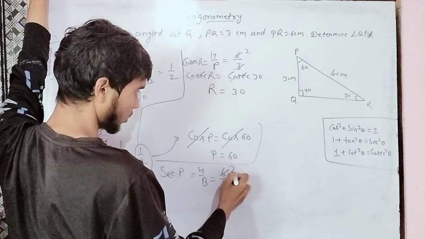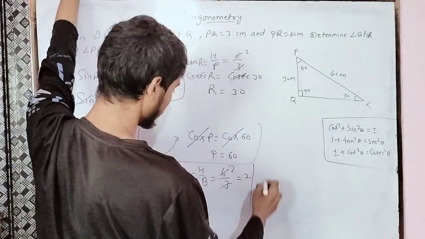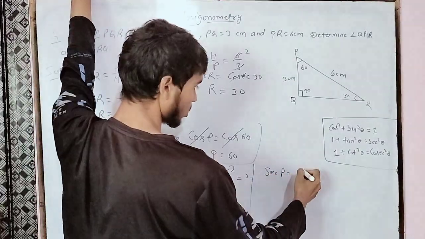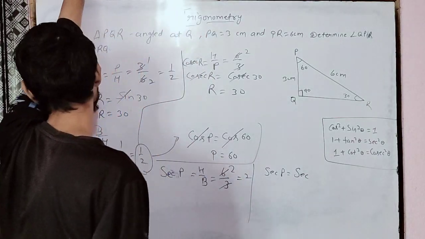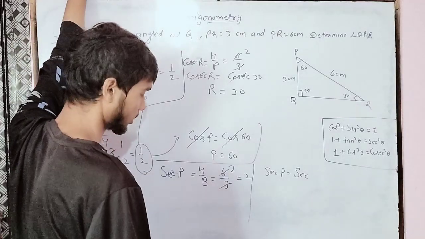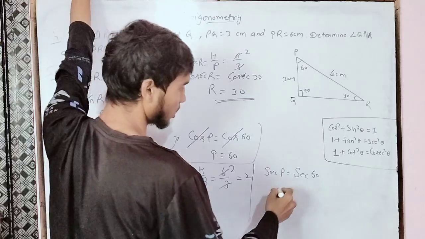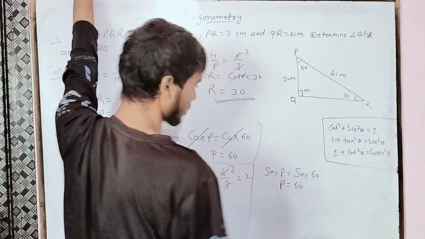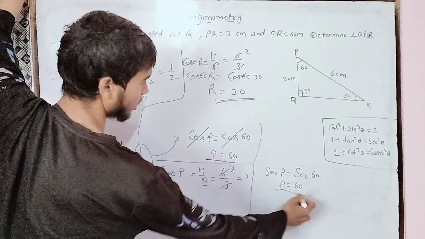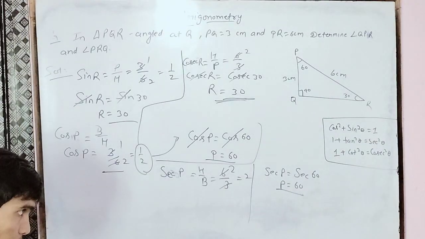3 to the 6. Again you can see 2 is coming. So it is telling you sec P is equal to sec, I think, sec 30, just opposite of this, sec 30. So P came as 60. Both are same. This, this and this, and this and this, both are same. Okay, you have two options.